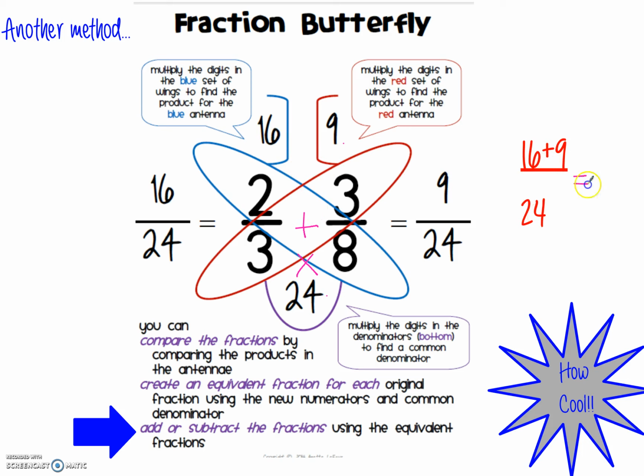So 16 plus 9 is 25 over 24. So again, that is not simplified. So how many times will 24 go into 25? It'll go once. We subtract, we get 1. So that becomes our numerator. What we divide by becomes our denominator. So it's 1 and 1/24. So that is also a different way that you can add or subtract fractions.